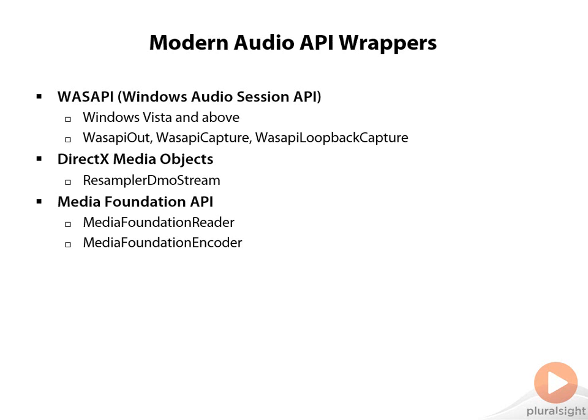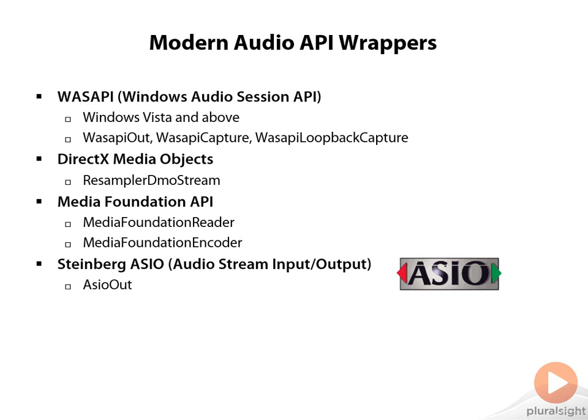The newest set of wrappers that have been added to NAudio, and these were added in version 1.7, is wrappers for the Media Foundation API. The Media Foundation API essentially is the newer version of ACM, but it includes not only audio codecs, but video codecs. They've been combined into one API that encompasses both. NAudio provides the Media Foundation Reader, which can read any type of file that Media Foundation is able to understand. And it also includes the Media Foundation Encoder that allows you to make use of any Media Foundation audio codec that's installed on your machine.